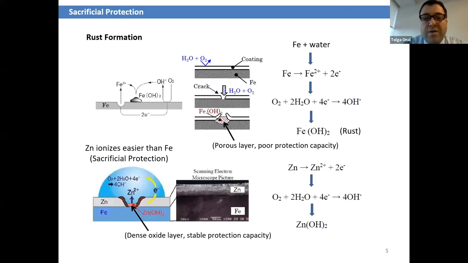The corrosion of iron starts when iron in the outermost layer of the steel surface contacts with water. And when iron contacts with water, it loses some electrons and forms positively charged iron ions. And when oxygen and water react with the electrons, they form negatively charged hydroxide ions. And when these positively charged iron and negatively charged hydroxide ions combine, they form iron dihydroxide, which is rust.